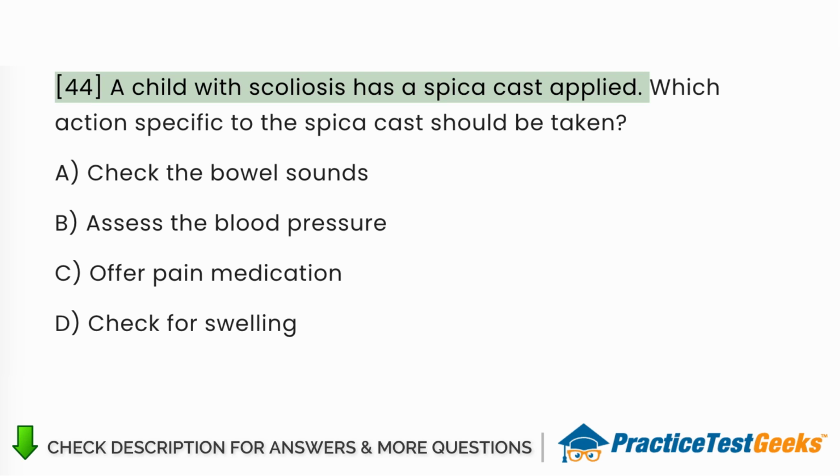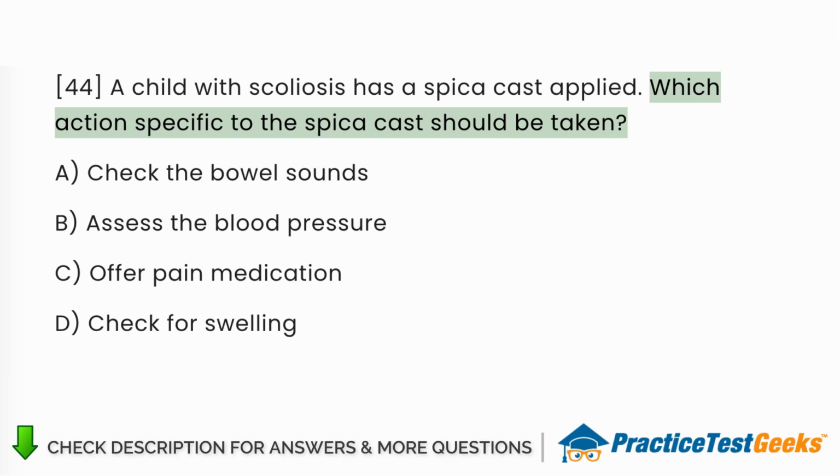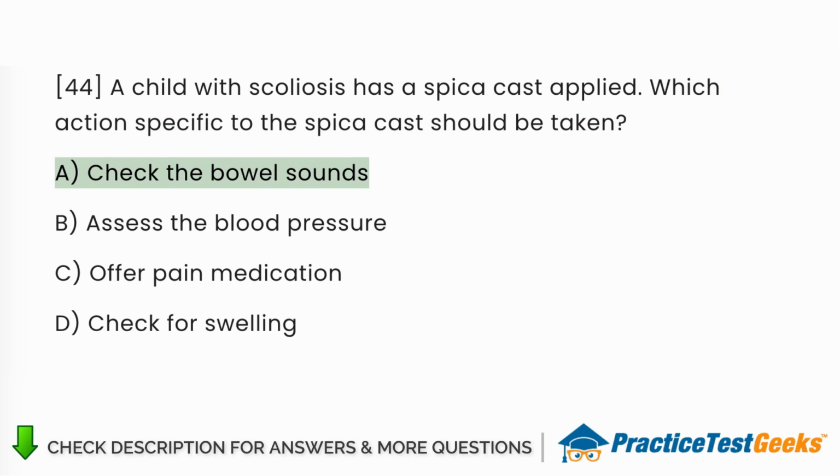A child with scoliosis has a spica cast applied. Which action specific to the spica cast should be taken? A. Check the bowel sounds. B. Assess the blood pressure. C. Offer pain medication. D. Check for swelling.